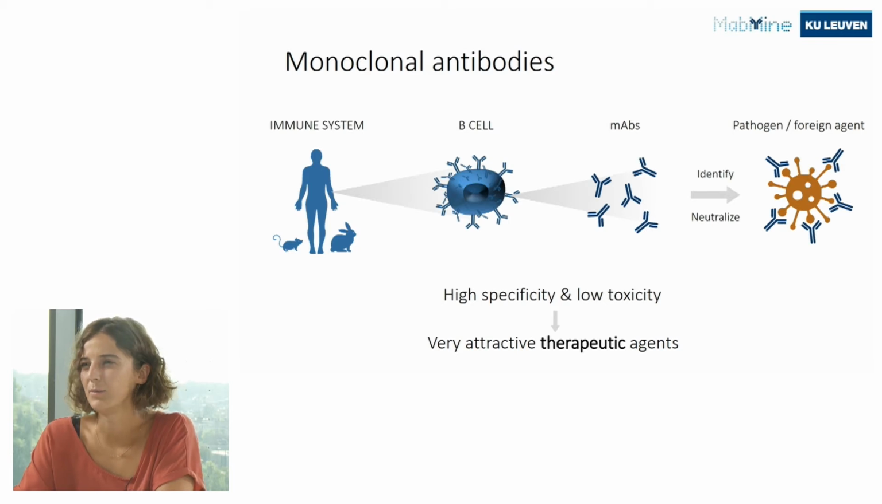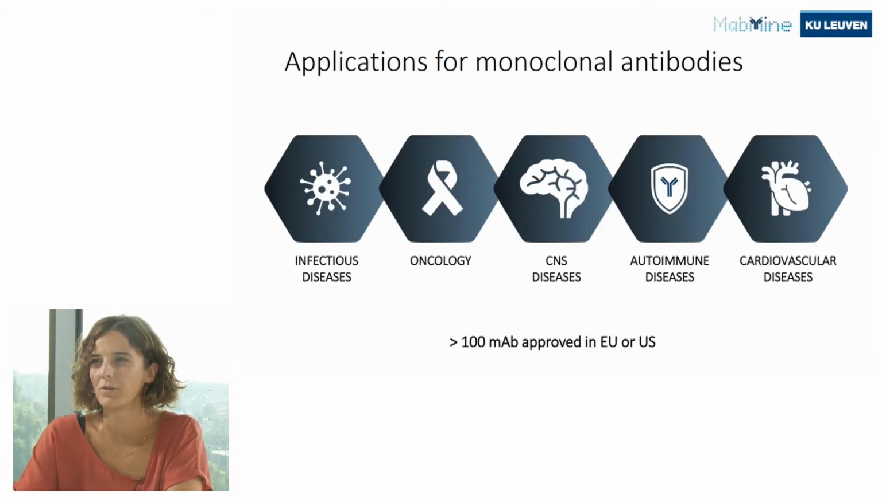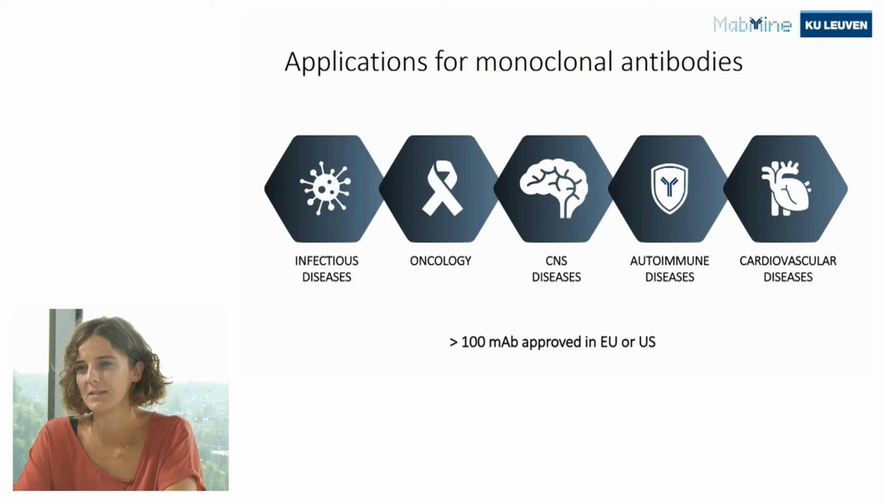So monoclonal antibodies are proteins expressed by B cells that identify or neutralize a target, such as a pathogen or foreign agents, with a high specificity and low toxicity. And this makes them very attractive therapeutic agents. Therefore, monoclonal antibodies are already being used as a therapy for various diseases, such as infectious diseases, cancers, central nervous system diseases, autoimmune and cardiovascular diseases. And over 100 monoclonal antibodies are already approved as a treatment in Europe or in the United States.